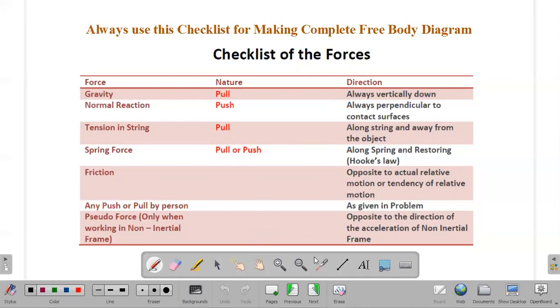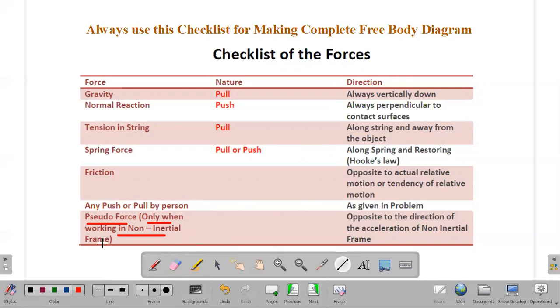In this checklist of forces, you will mainly encounter the following forces: gravity force, normal reaction force, tension force in the string, spring force, friction force, any external push or pull by some person as given in the problem, and finally the pseudo force, which is the most important part. That pseudo force depends on your choice of reference. Pseudo force will be there only when you are working in the non-inertial frame. Otherwise, do not consider the pseudo force.